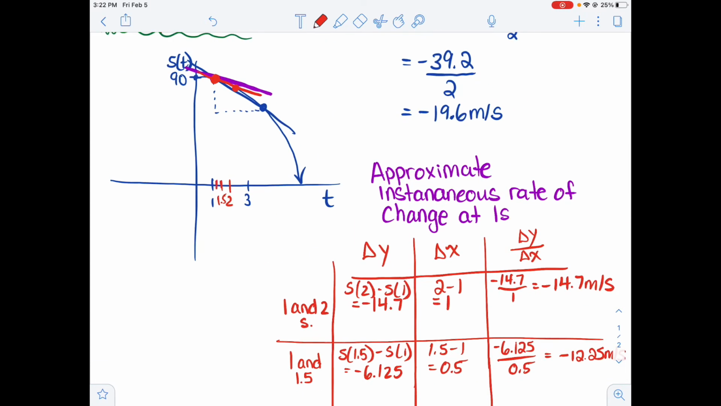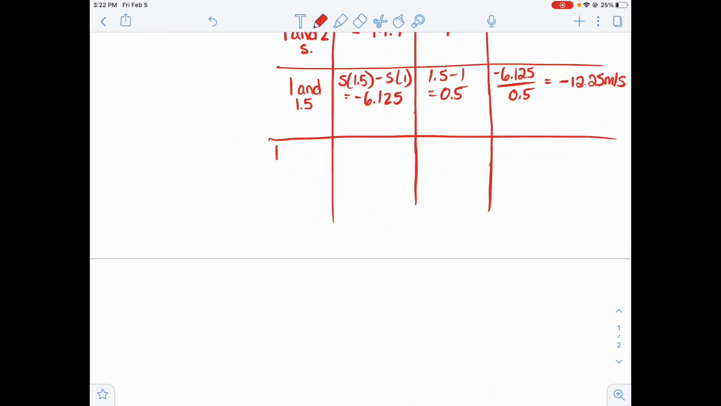Why don't I find the interval between 1 and 1.1? Okay, I'm gonna speed this video up. Pause at any time if you don't know what's going on, but I'm doing the same thing over and over again.